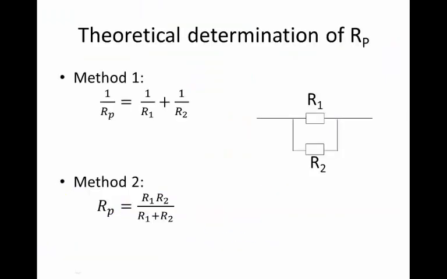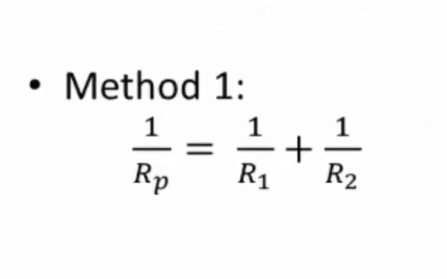But let's also use these two methods. In any case, when you have resistors that don't have the same value as one another, you cannot just say it will be half the value. So we need to know how to use these two methods. The first method can be used if you have 2 resistors, 3 resistors, 4 resistors, 20 resistors, however many resistors you like. Method 1 will work.